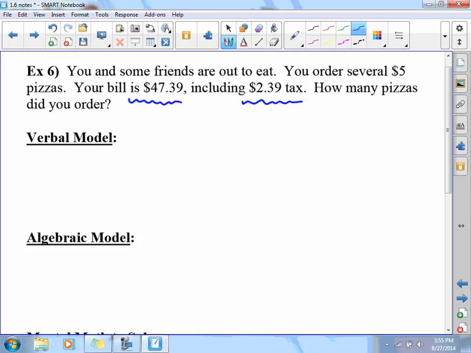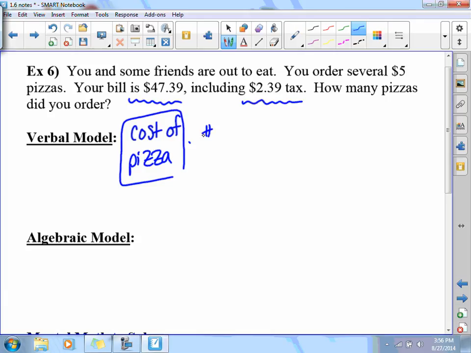Now, obviously, you would know how many pizzas you got if you're eating out. Maybe not, though. Maybe you're in a really big group and you didn't do the ordering, so maybe you don't know. But if you're calculating your price, we know that you would take the cost of the pizza times the number of pizzas that you ordered. That'll tell you how much you spent on just the pizza.